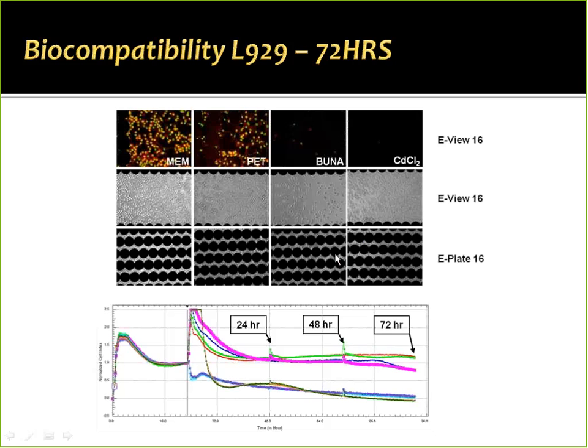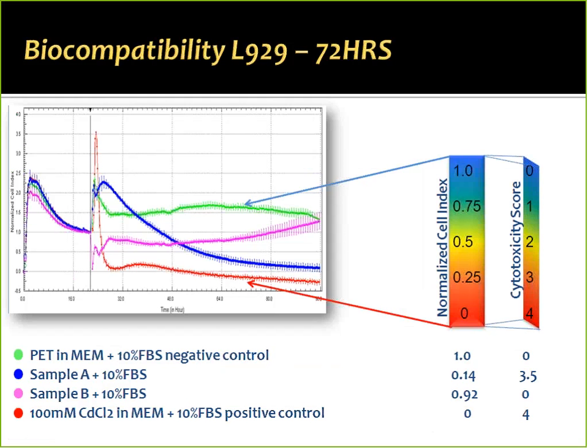And so it's really easy for us to now be able to do some microscopy at the different time points if we wanted to, at the same time that we can get a nice cell index and a really nice subjective result. And as I mentioned earlier, the way we do this is our negative control: we normalize the cell index and give it a value of 1 and a cytotoxicity score of 0. Our positive control, which is cadmium chloride, we normalize to a cell index of 0, and of course the cytotoxicity score is a 4.